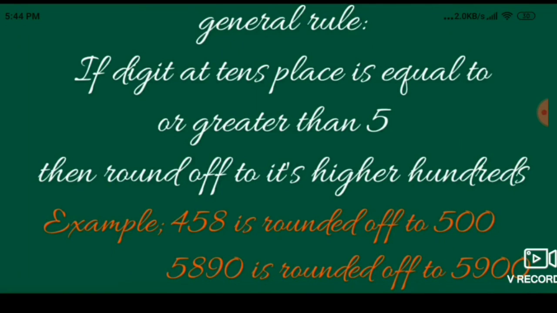If we have to round off a number to its nearest hundred and if the digit at tens place is equal to or greater than 5, then we have to round off the number to its higher hundreds. For example, on rounding off 458 to its nearest hundred, we will get 500 because the digit at tens place is 5. Similarly, on rounding off 5890, we will get 5900 because the digit at tens place is 9, which is greater than 5.